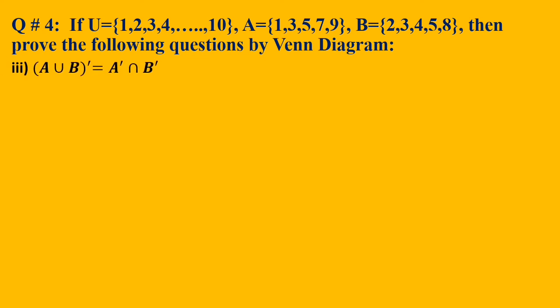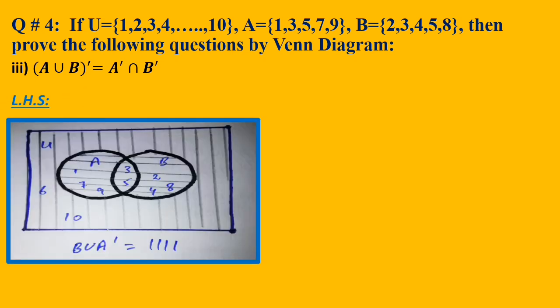Okay, let's move to our third part. In the third part we have A union B whole complement, which must be equal to A complement intersection B complement. Again this is the same Venn diagram, and A union B whole complement. A union B is represented with the help of horizontal lines, and its complement means all the area which is outside the A union B. So this one is the area outside the A union B, and it is represented with the vertical lines. So A union B whole complement will be represented in this form.